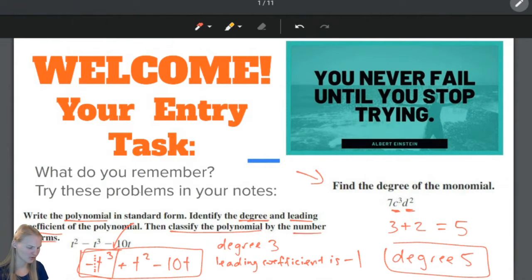How many terms do we have here? We have 1, 2, 3. 3 is tri, so we have a trinomial here. Whoops, trinomial. We have a trinomial of degree 3 with a leading coefficient of negative 1. Wonderful! How did those go?